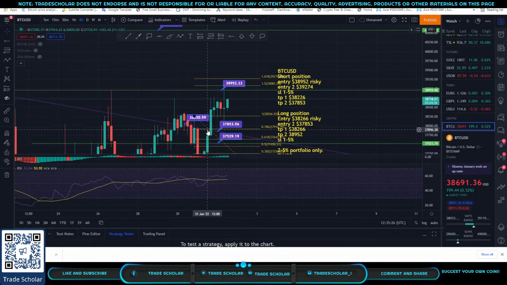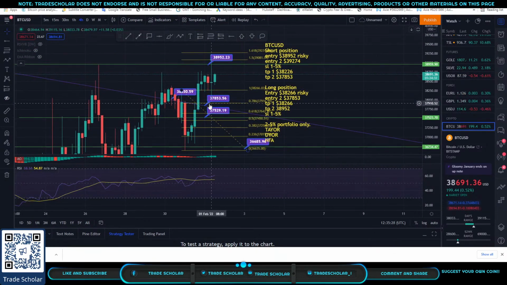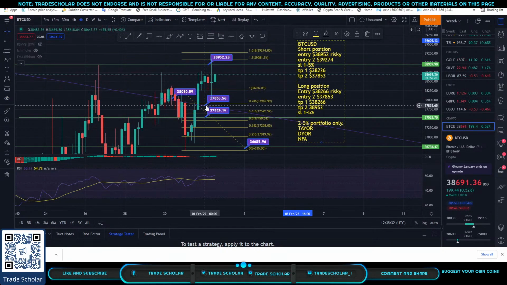So we broke it out to the upside, so we can expect that we can find support here. If you want to open a short position, this is the area where you can open it. And I also put it there, 37853, long position, I mean. 37853. Okay, entry 2. You can open a long position here.